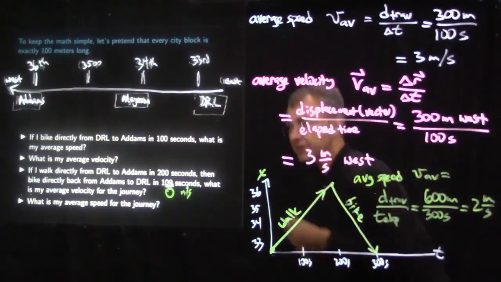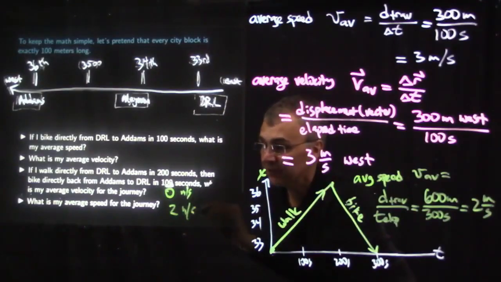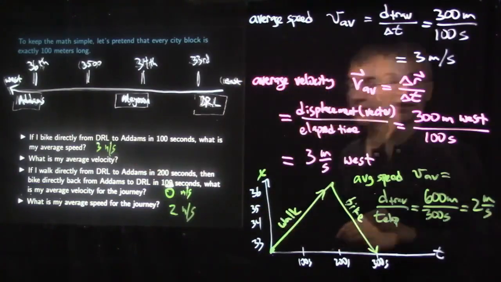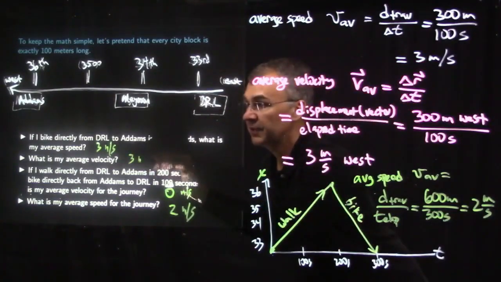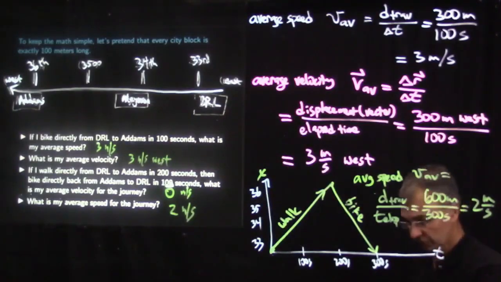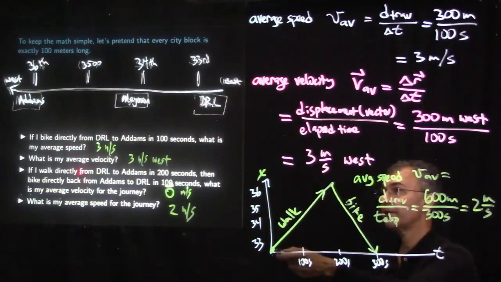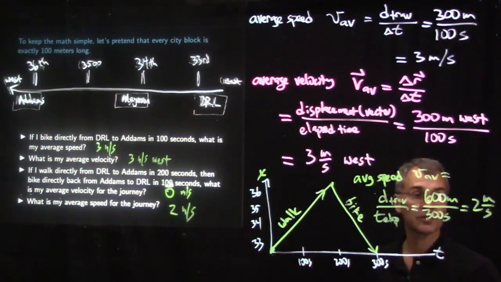My average speed for this journey is 2 meters per second. In this case, I guess I had 3 meters per second. And in this case, it was 3 meters per second west. First question, my average speed on my bike here was 3 meters per second. My average velocity was 3 meters per second in the west direction.